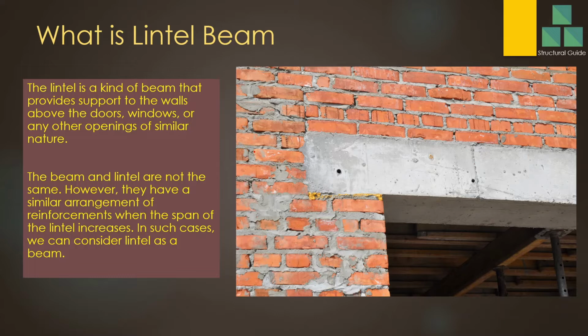And also in lintels, when the span is smaller, we provide a small area of reinforcement. In most lintels with a smaller span, we provide only two reinforcement bars at the bottom. No shear links, no top reinforcement. But when the span increases, we have to increase the reinforcement. Depending on the span, we provide top reinforcement and shear links in the lintel also. In such cases, those lintels could be considered reinforced concrete beams. So that's the main difference between the lintel and the reinforced concrete beam.